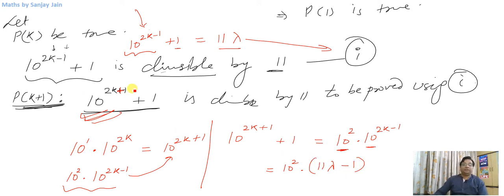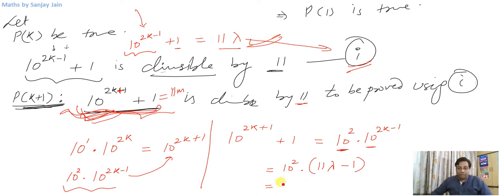Right? What I need to prove is that this is divisible by 11, right? So this will be some multiple of 11m, let us say. What I am trying to do is manipulate this left hand side using this equation, which is a given, an assumed step, right?